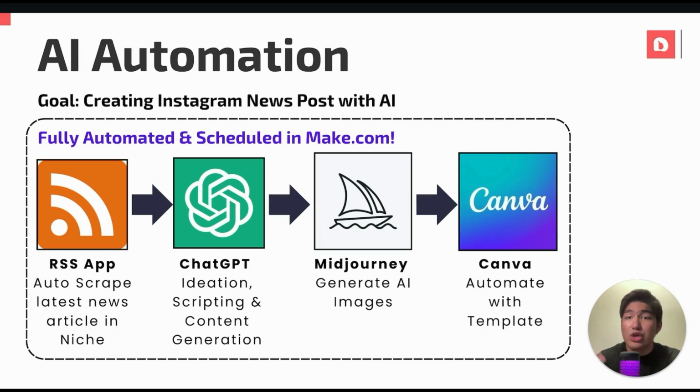With AI automation, you can now fully automate the exact sequence that we just spoke about. For example, instead of manually searching for news, you could use an app like RSS to auto-scrape the latest news in your own specific niche. You could create your own feed and script the news that you want on an automatic basis. Following that, you can pass all this information to ChatGPT and train it to automatically ideate, script, and create content for you in the specific manner that you want. And it doesn't stop there. You could then pass all of this to Midjourney to auto-generate your AI images, and lastly to send them to Canva with ready templates to help you create your posts.